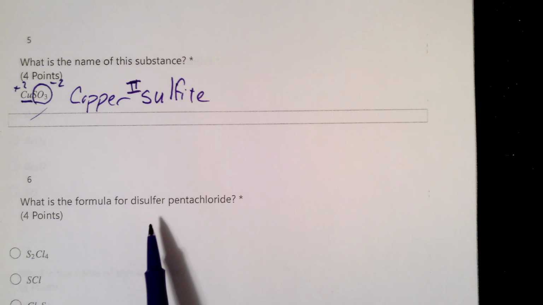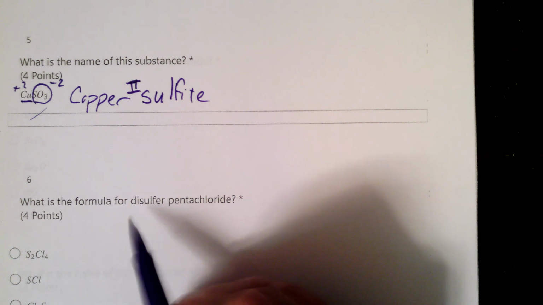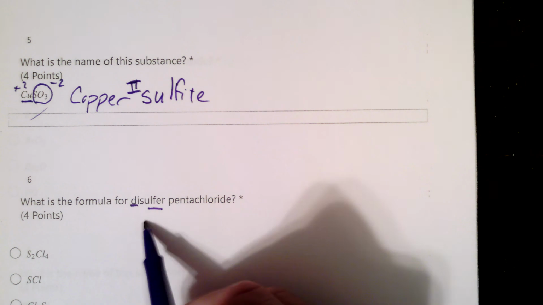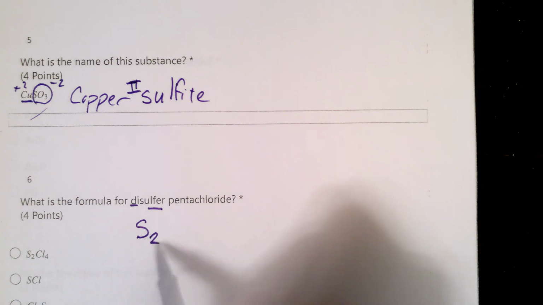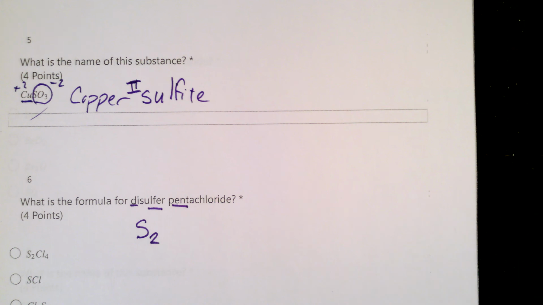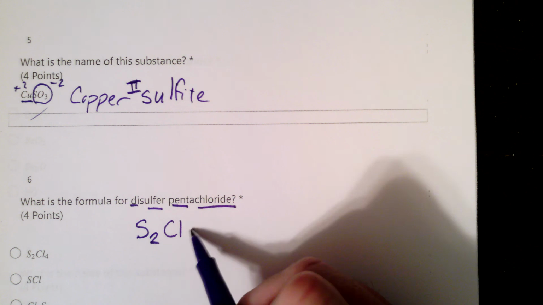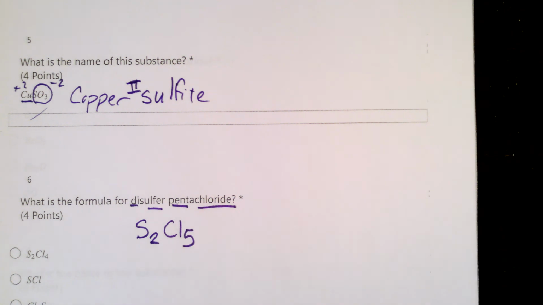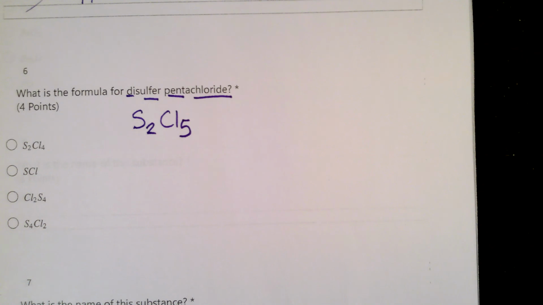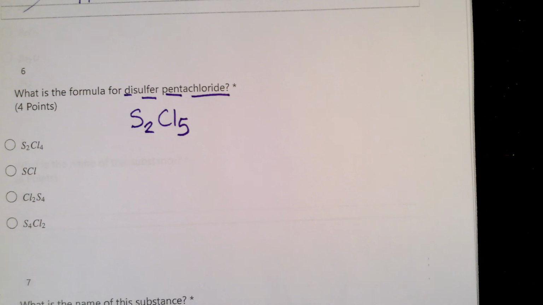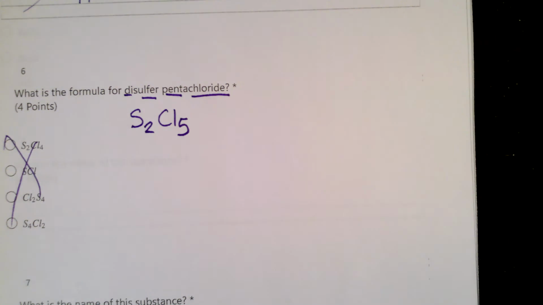What is the formula for disulfur pentachloride? Disulfur, di would be 2, S2. Penta refers to the number 5. That prefix means there's 5 of the chlorines. So disulfur pentachloride would be S2Cl5. Now, as it turns out, there was a typo in this particular version of the test, and you see that's not one of the choices. So this question wasn't even scored for you.